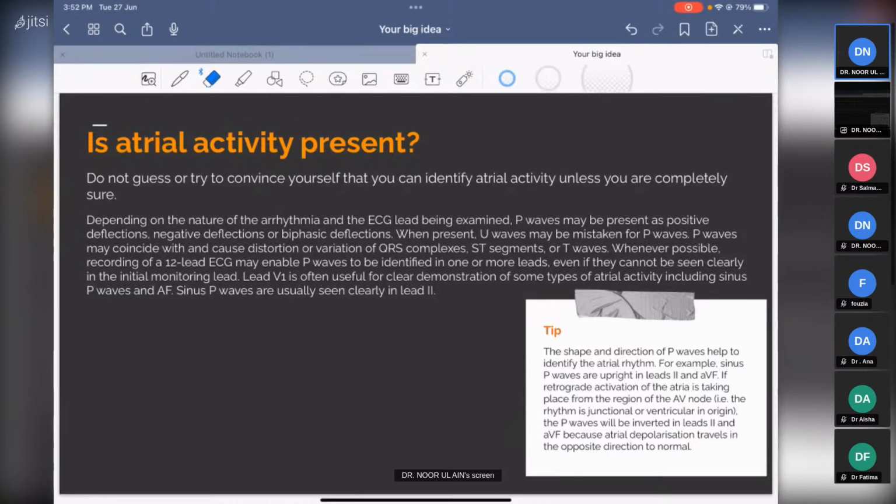So, atrial activity, coming back to the topic. If you don't see an atrial activity, don't force yourself to see it. Okay, where do you look for the atrial activity? In two leads, which are your lead 2 and your aVF.